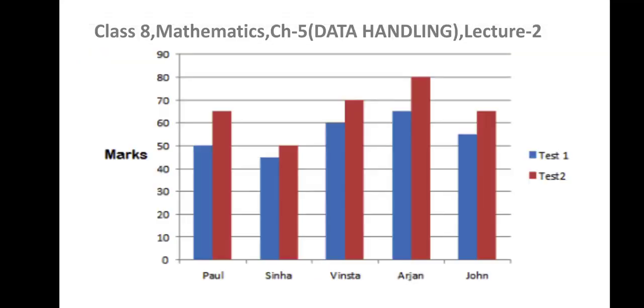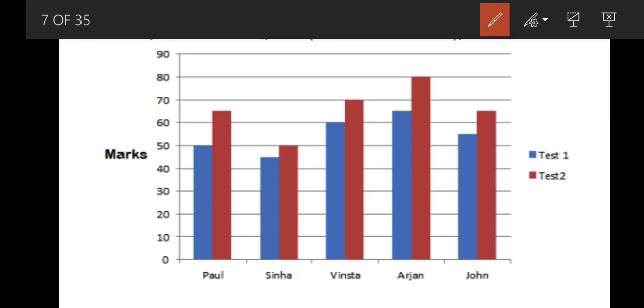This is an example of a double bar graph. A double bar graph is basically used for the comparison of data, and in this double bar graph, I have tried to show you two sets of data simultaneously. Using a double bar graph, we can show two sets of data simultaneously.